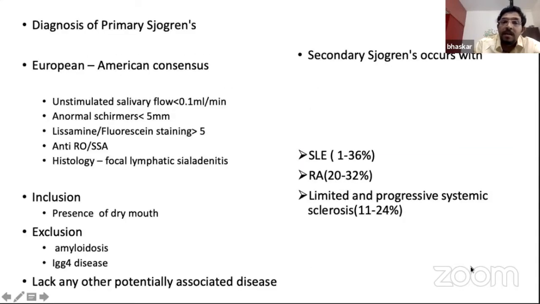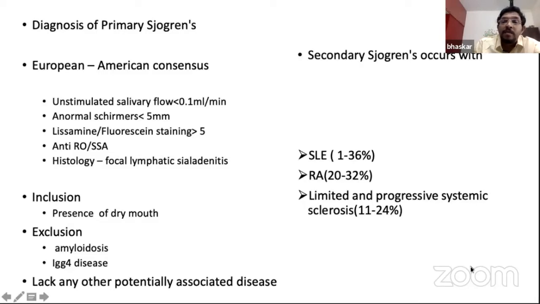Coming to the clinical diagnosis, at this point of time, the primary Sjogren's, according to the European and the American consensus, is based on the salivary flow, the abnormal Schirmer's less than 5, the lissamine or fluorescein staining more than 5, anti-Ro, and histology. But of all the ocular findings, they gave only 1 point to both the Schirmer's and the fluorescein staining. So unless you actually do a biopsy or a blood test for anti-Ro or SSA, and that becomes positive, it becomes a little difficult to label it by yourself as primary Sjogren's.